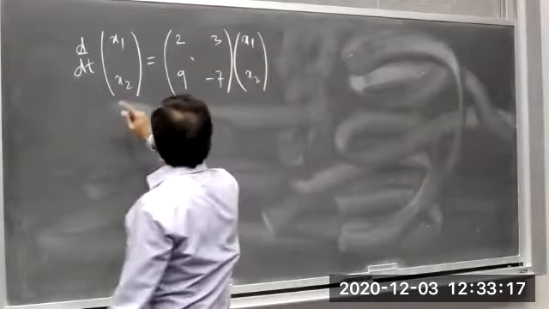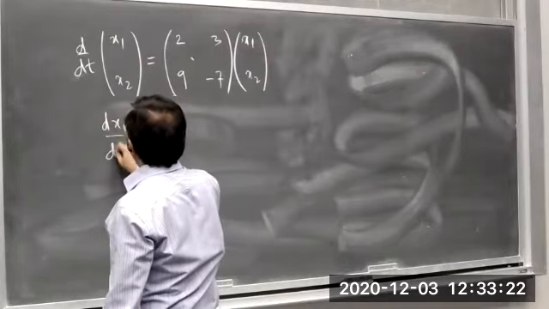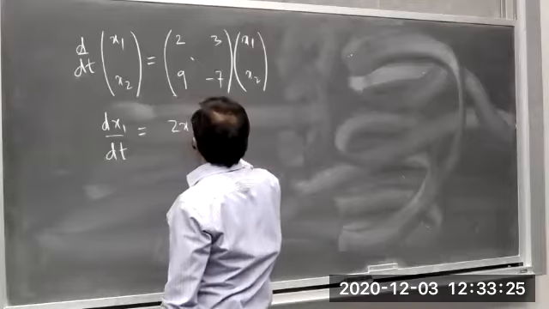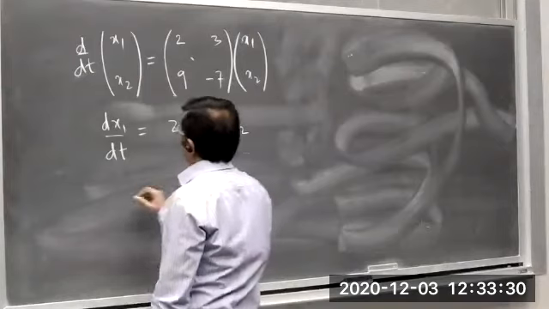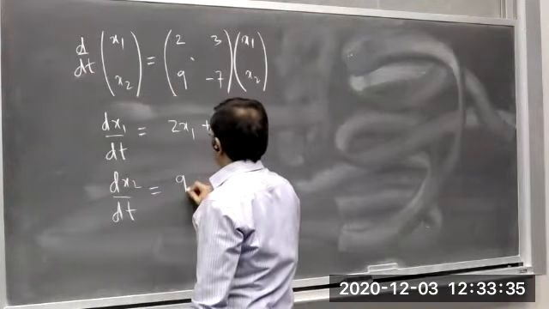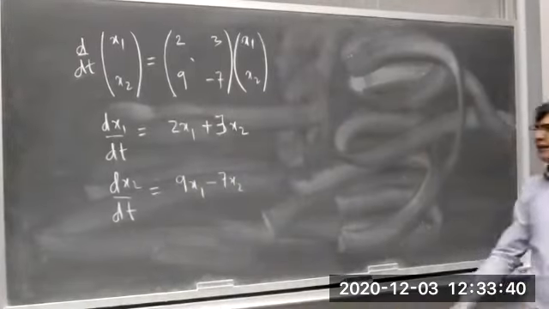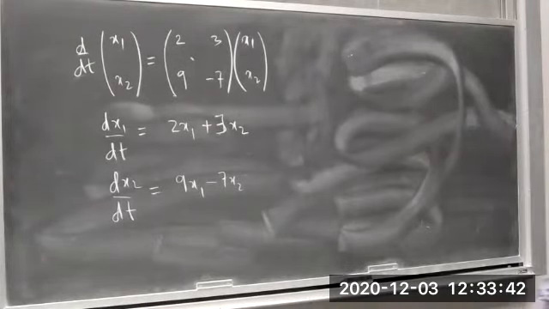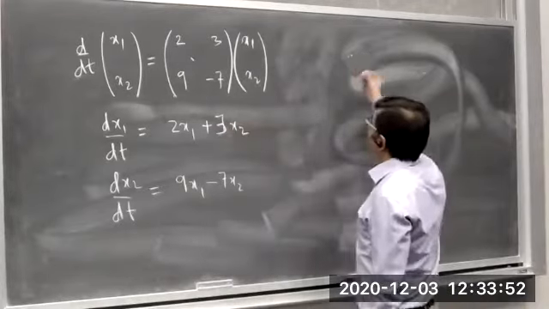So this is, in fact, basically dx1 by dt is equal to 2x1 plus 3x2, and dx2 by dt is equal to 9x1 minus 7x2. These kinds of systems we shall discuss, and we'll find the ways how to solve them. This is a 2 by 2 system. We can write a 3 by 3 system.